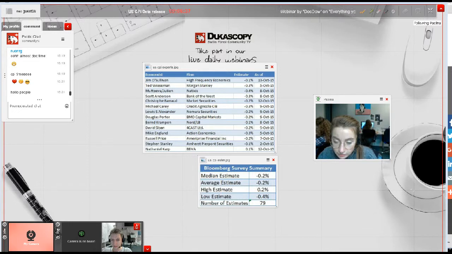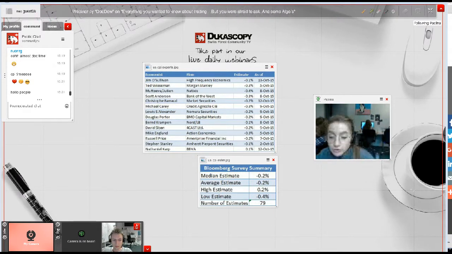So economists estimate that CPI fell 0.2% month over month or 0.1% year over year. The core one, excluding food and energy, is estimated to have climbed by 0.1% and 1.8% respectively.